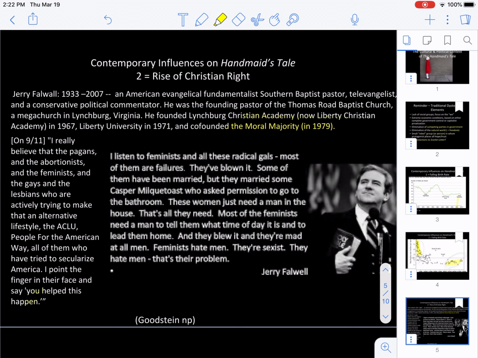There's a fun quote on 9/11 that you can read here. And then the important one for The Handmaid's Tale is the idea of feminists. So he says, I listen to the feminists and all these radical gals. Most of them are failures. They've blown it. Some of them had been married, but they married some Casper Milquetoast, a weak white man who asks permission just to go to the bathroom.